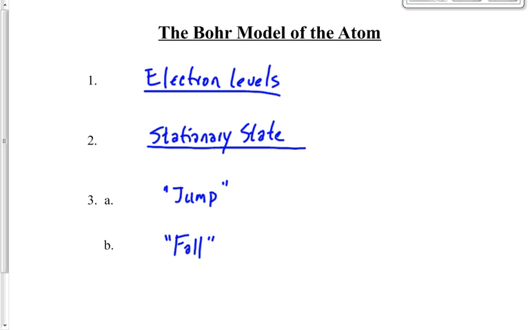What about falling? When electrons fall from a high level to a low level, what happens? They give off energy. What form of energy do they give off? EMR. They give off a photon of infrared, visible light, or ultraviolet light. Okay?